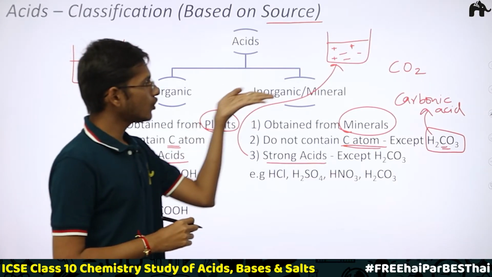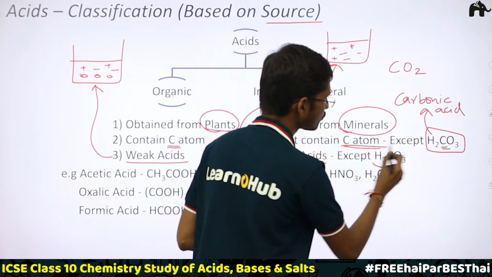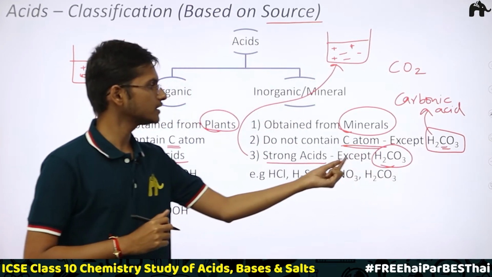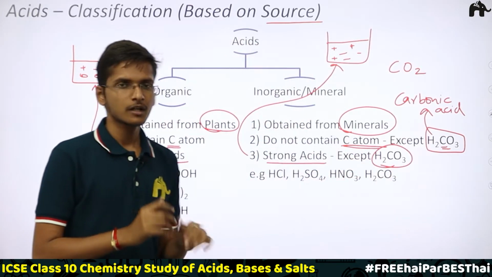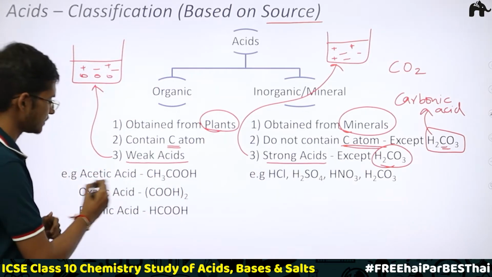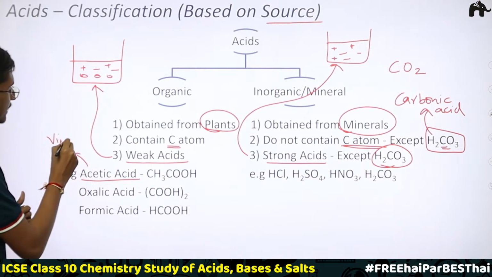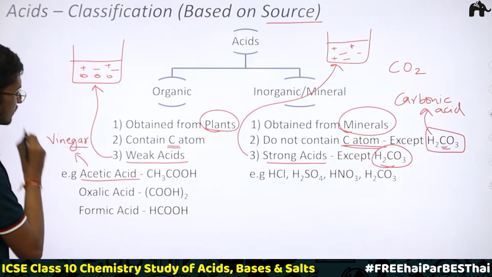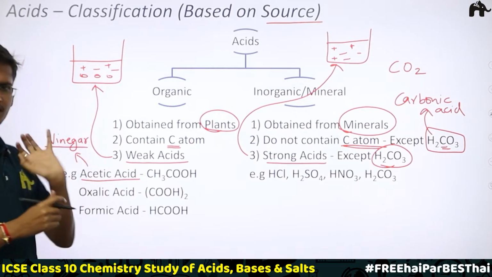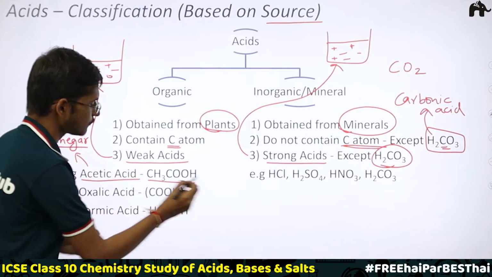Now here, inorganic or mineral acids are strong acids, right? But the exception here again is H2CO3. We studied in the previous slide that H2CO3 is a weak acid. Now examples of organic acids: acetic acid, which we commonly call vinegar, which mom uses in the kitchen to make food. Now this acetic acid has the formula CH3COOH.